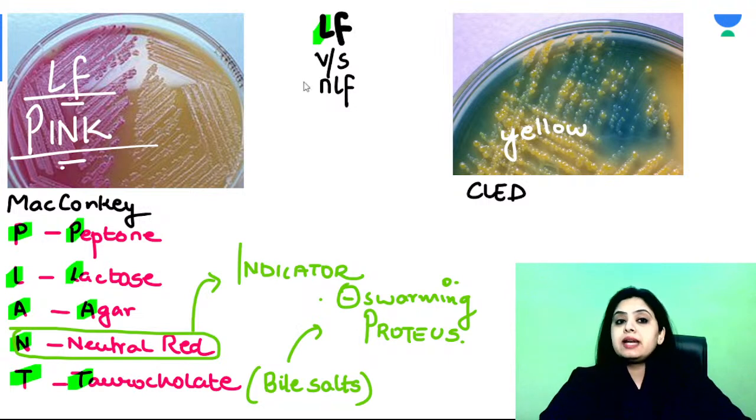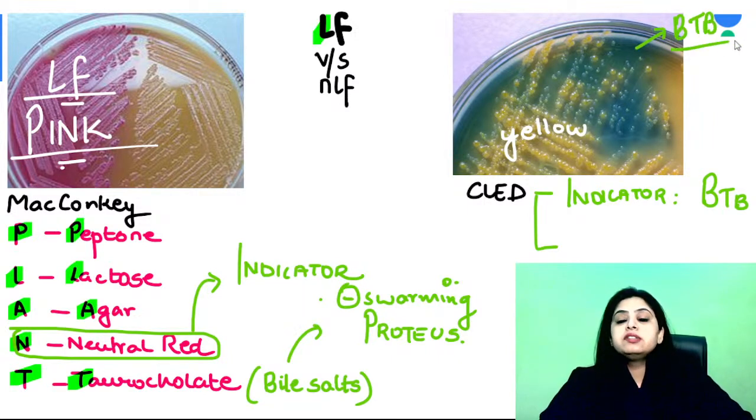So now when I come to Cled media, firstly there are two questions that will come in Cled media. They will ask you the indicator for this also. The indicator for Cled media is bromothymol blue. You can see the background is so blue also. Bromothymol blue is the indicator, and what is the color that you're going to get?